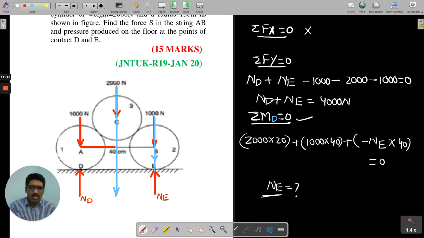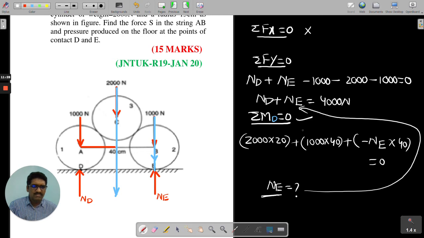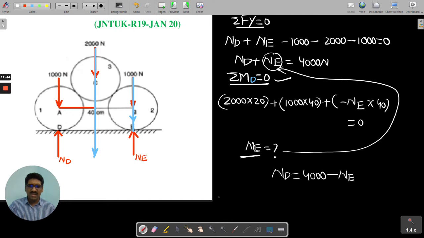After getting the value of the reaction force at the point E, you can substitute this NE value in this equation. Am I right? You can check. Now after substituting this NE, can I say that ND will definitely be equal to 4000 newtons minus the value of NE? Am I right, all of you? Definitely. So can you bring out the value of ND in the problem or not? Definitely we can say. Now we know NE, we know ND.